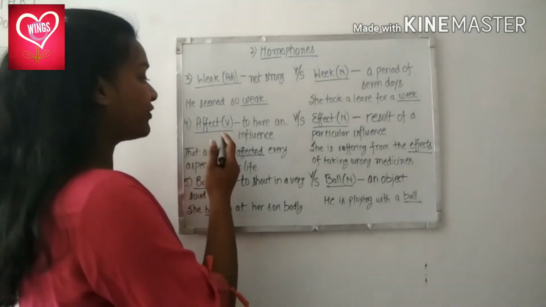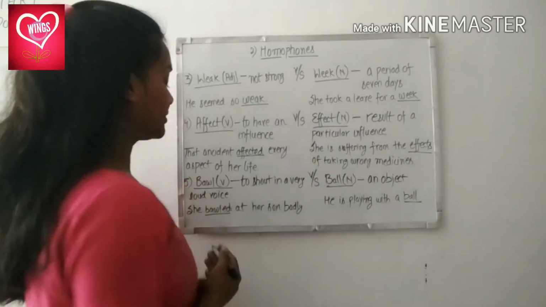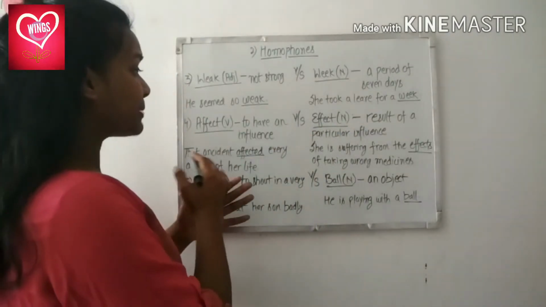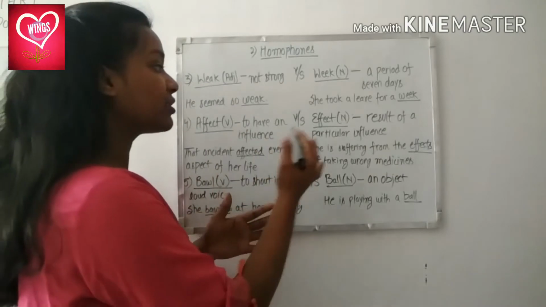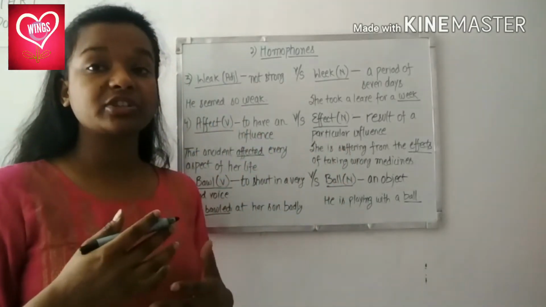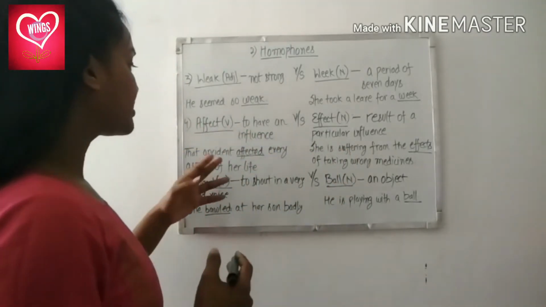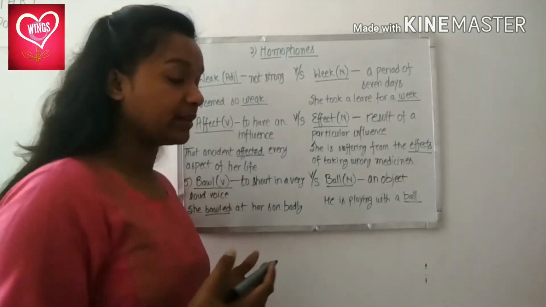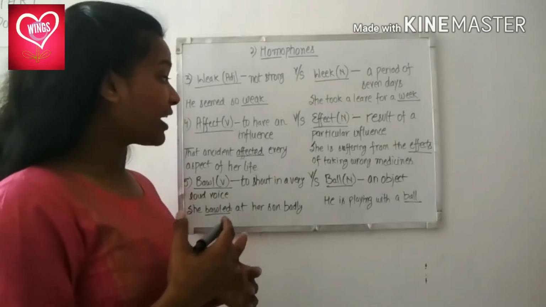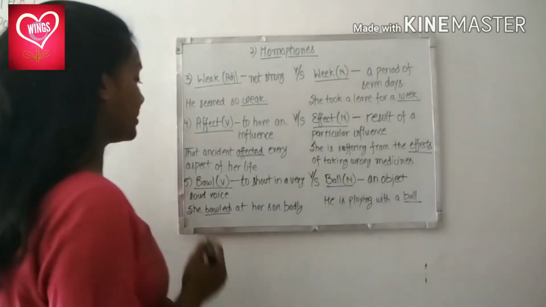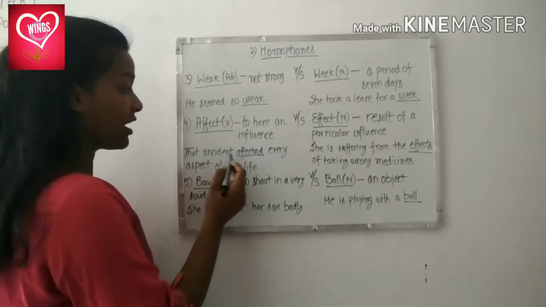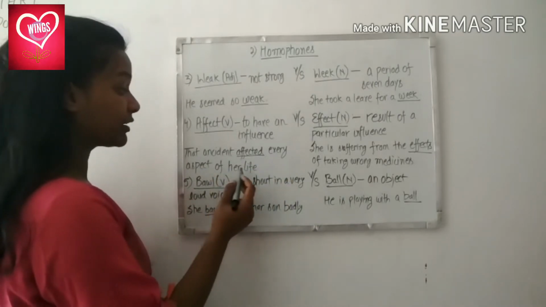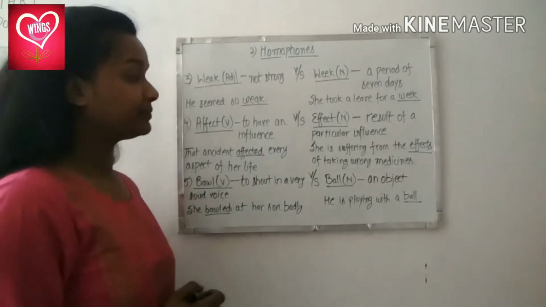Fourth one is affect versus effect. The spellings are different and the meaning is also different, but the pronunciation is similar. The first affect is a verb that means to have an influence, right? To have an influence. For example, that incident affected every aspect of her life.